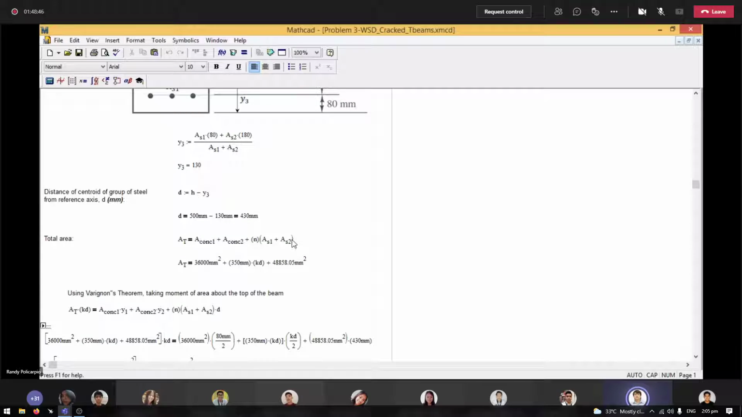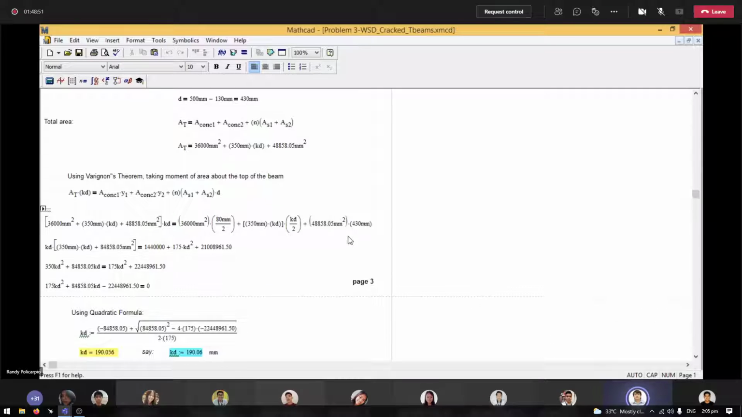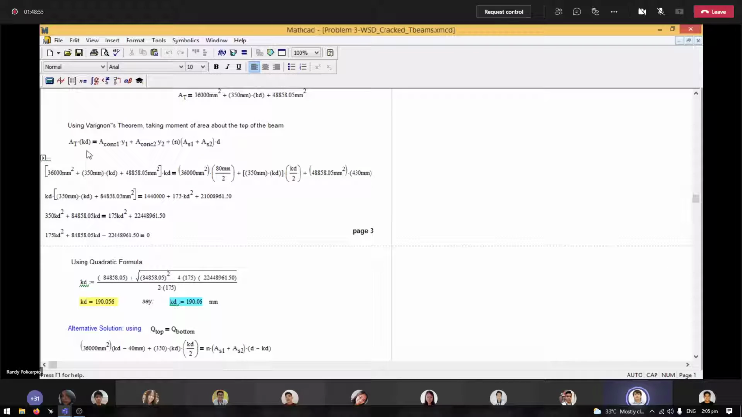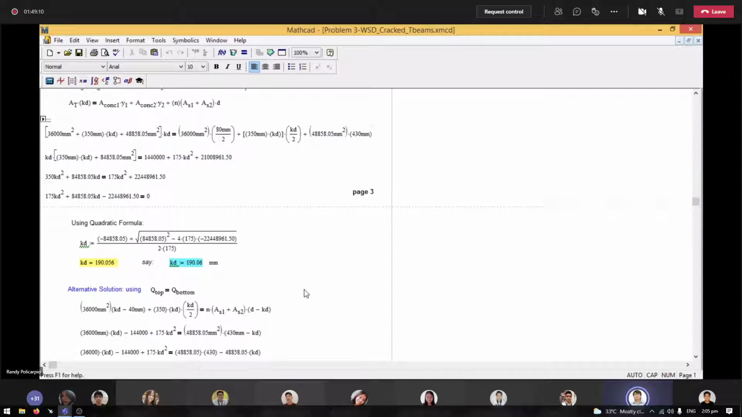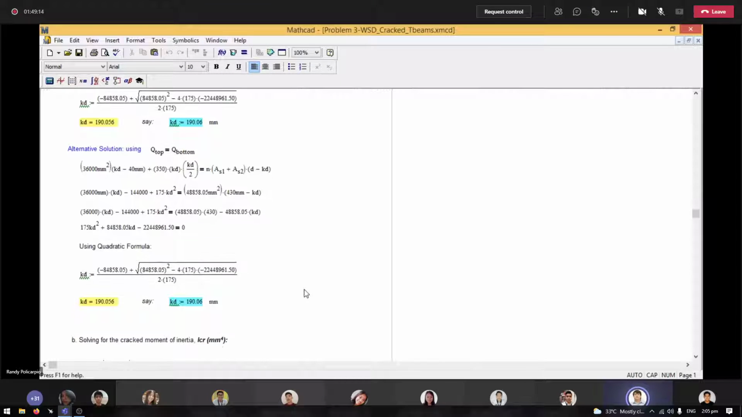So the total area, and solving now for the location of the neutral axis, we make use of the Varignon's theorem. Okay, so substitute mo yung mga known values, you simplify, and then use quadratic formula, dahil ang mapoproduce mo ay quadratic equation. Okay, another solution. Ito yung kanina, yung sinasabi ko sa inyo.